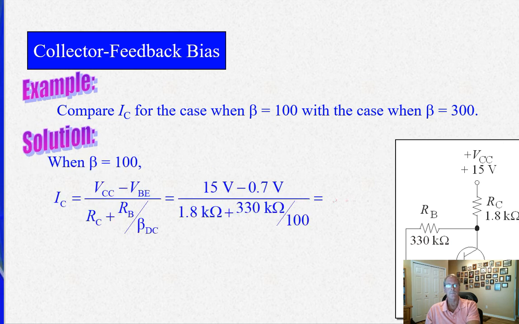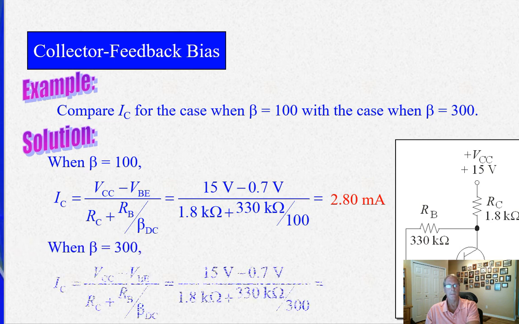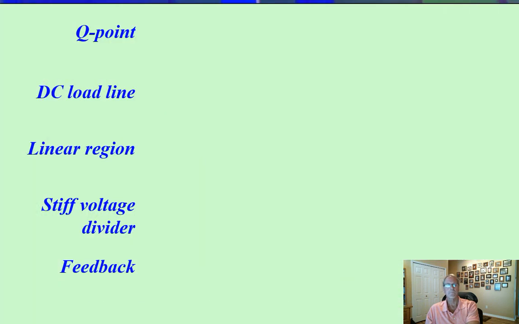And we do a little comparison here, beta 100 and beta 300. This one's clearly not linear. It goes from 2.8 milliamps to less than 5 milliamps when we increase the beta by 3. So it's very nonlinear. Okay, here are some key terms: Q point, DC load line, linear region, stiff voltage divider, and feedback. Let's go over a couple of those.